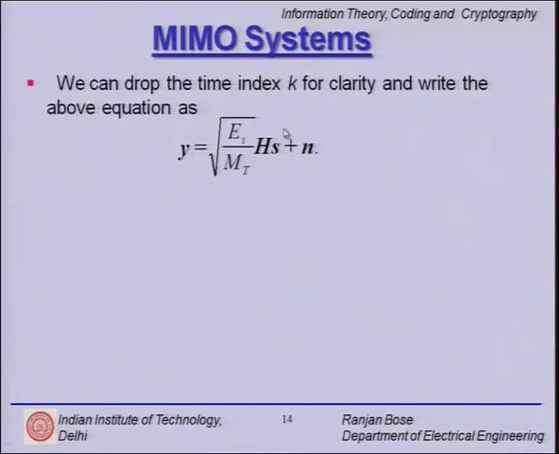If we now drop this time index k for brevity, we can write the same equation as y, which is a vector in boldface, equals square root of Es over Mt, where Mt is the number of transmit antennas, times H, the channel matrix, times S, a vector, plus N, again boldface, a vector.